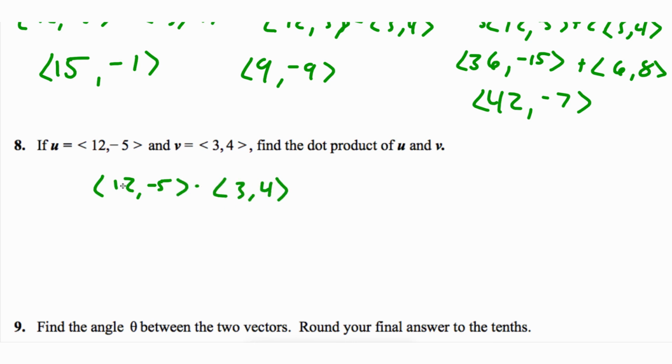So we multiply the x's together. So 12 times 3 is 36, plus multiply the y's together. Negative 5 times 4 is negative 20. And then if we take 36 plus negative 20, we end up getting 16.